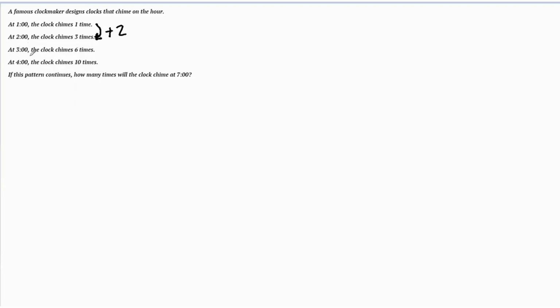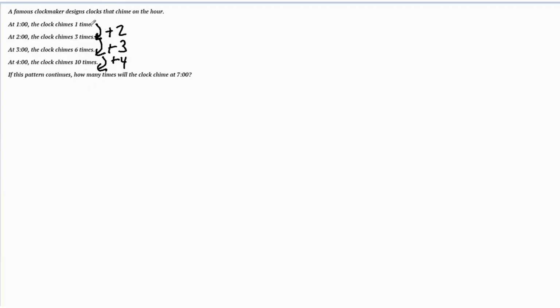Now, from 2 o'clock to 3 o'clock, it chimed 3 times at 2. At 3 o'clock, it chimed 6 times. So actually, then we have an increase here of 3. At 3 o'clock, it chimed 6 times. Then at 4 o'clock, it chimed 10 times. So now we have an increase of 4 from the previous hour. So here we're starting to see a pattern.